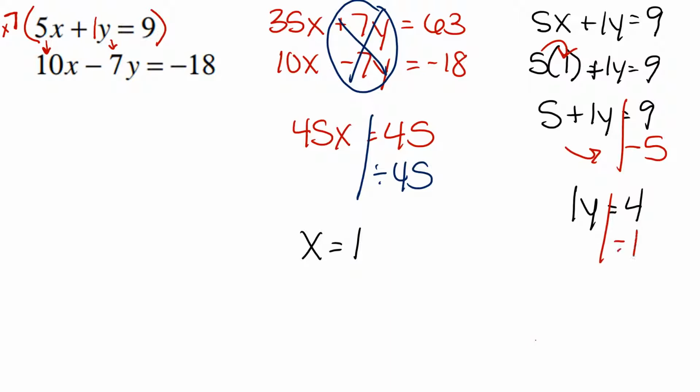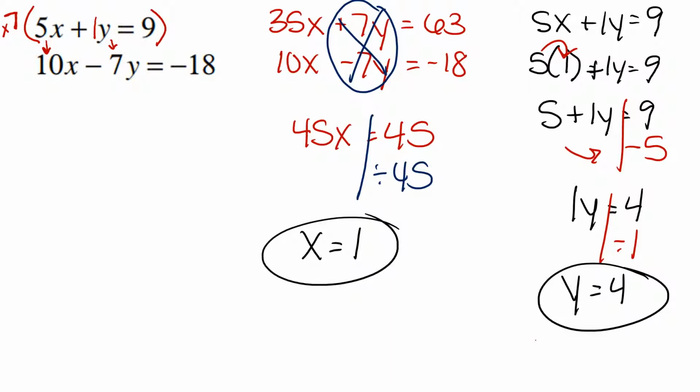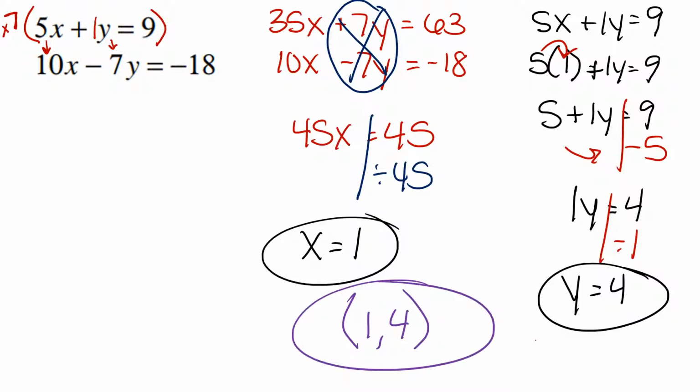And our last step is to divide. When we divide by 1, the answer stays the same, and we get y equals 4. When we write our answer, we write the x value first, 1, and then the y value, 4.